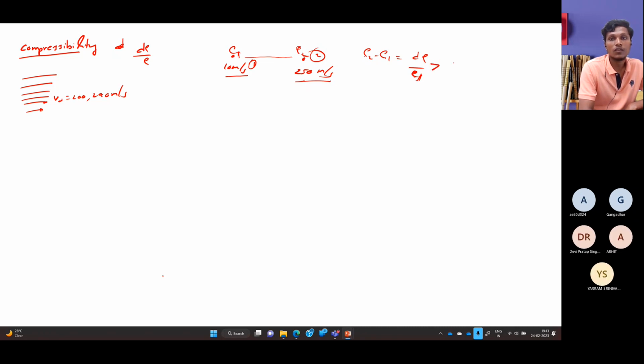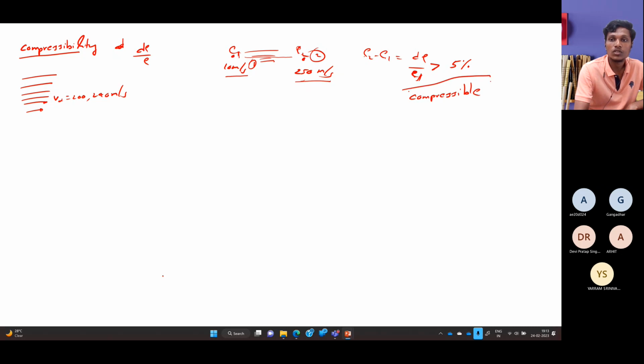If this change is greater than 5% of your initial density, then we consider that the flow field is under compressibility effects, or the flow field is compressible.